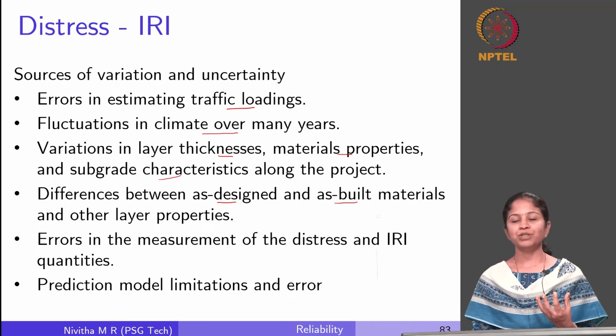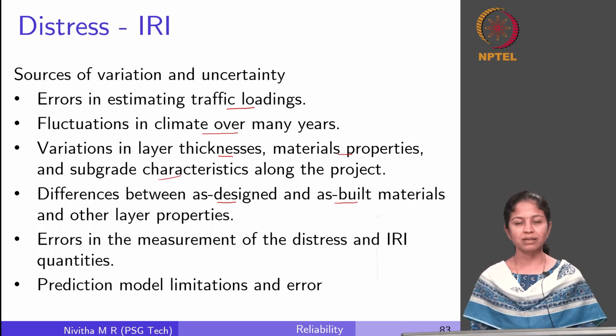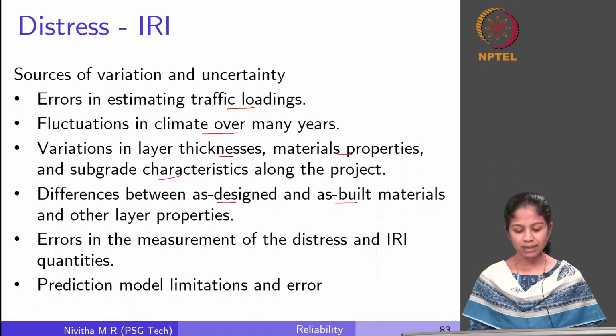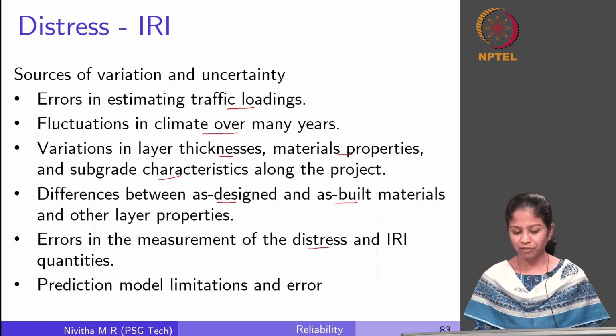We make some assumptions about the material when we are designing, but as I said earlier, it is not necessary that the same has to be translated into design. So what is the deviation between as-designed and as-built materials? Then errors in measurement of distress again.